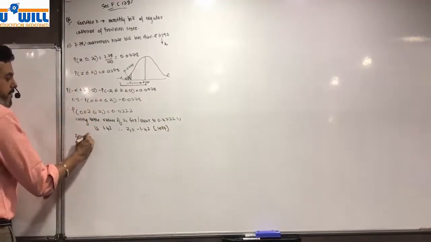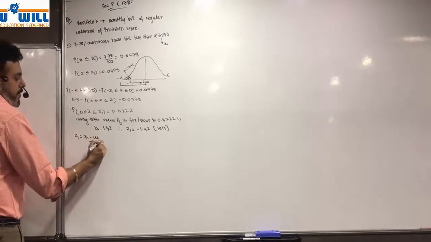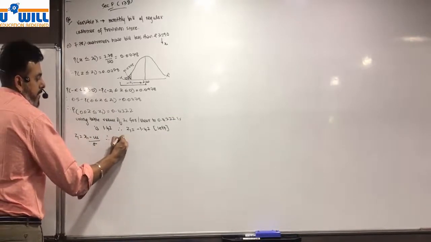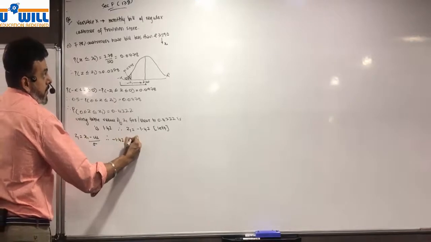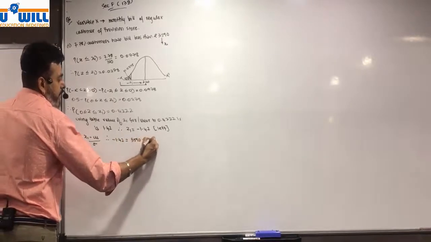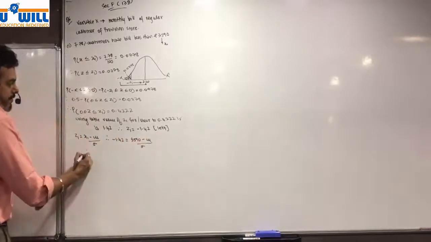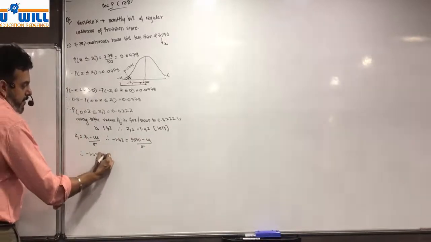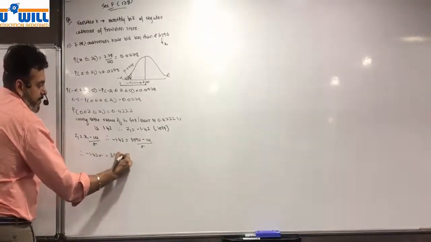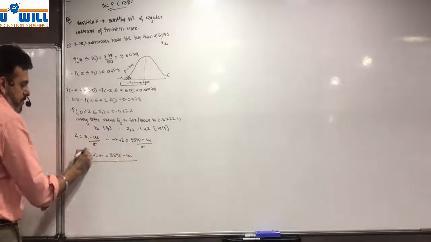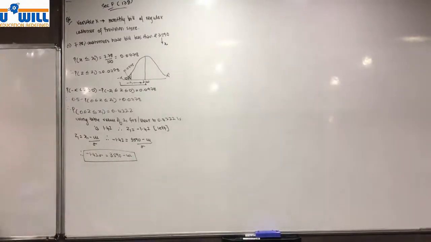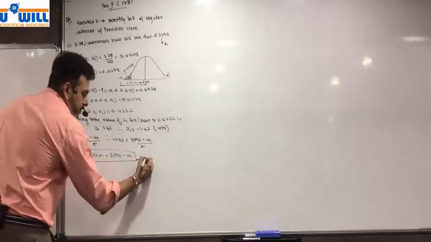So Z1 is equal to x1 minus mu upon sigma. Therefore, minus 1.42 is equal to 3590 minus mu upon sigma. Therefore, minus 1.42 sigma is equal to 3590 minus mu. Equation number 1.